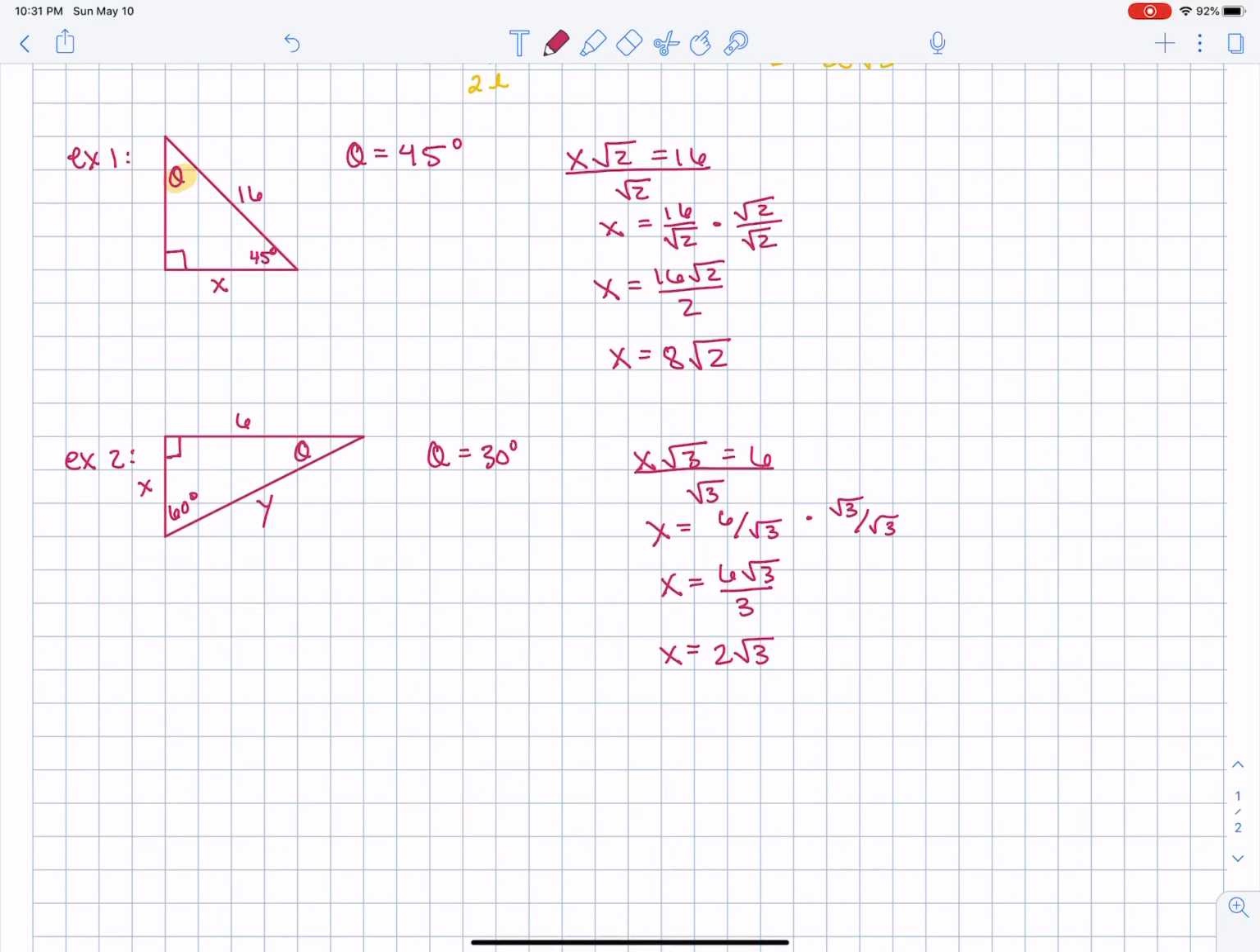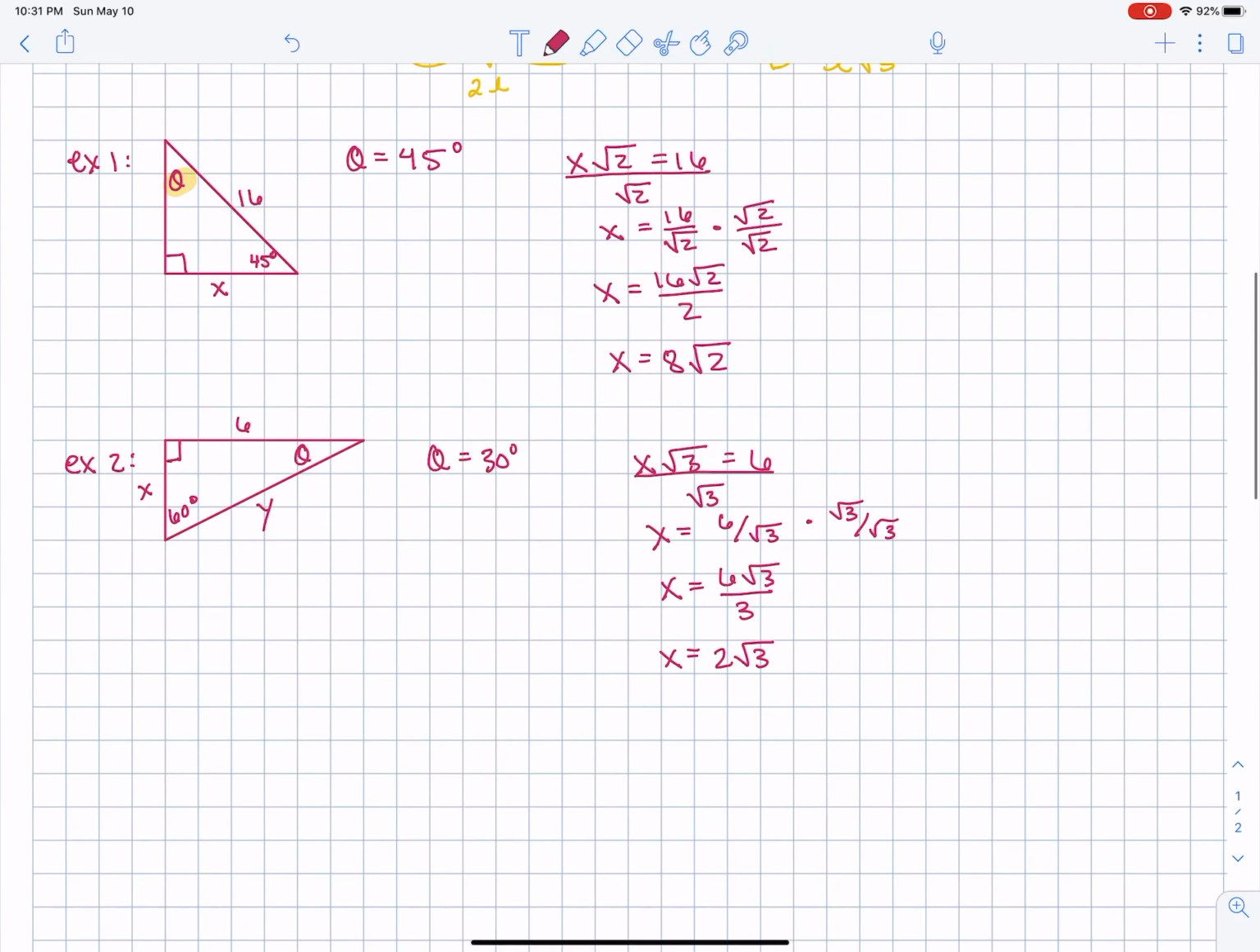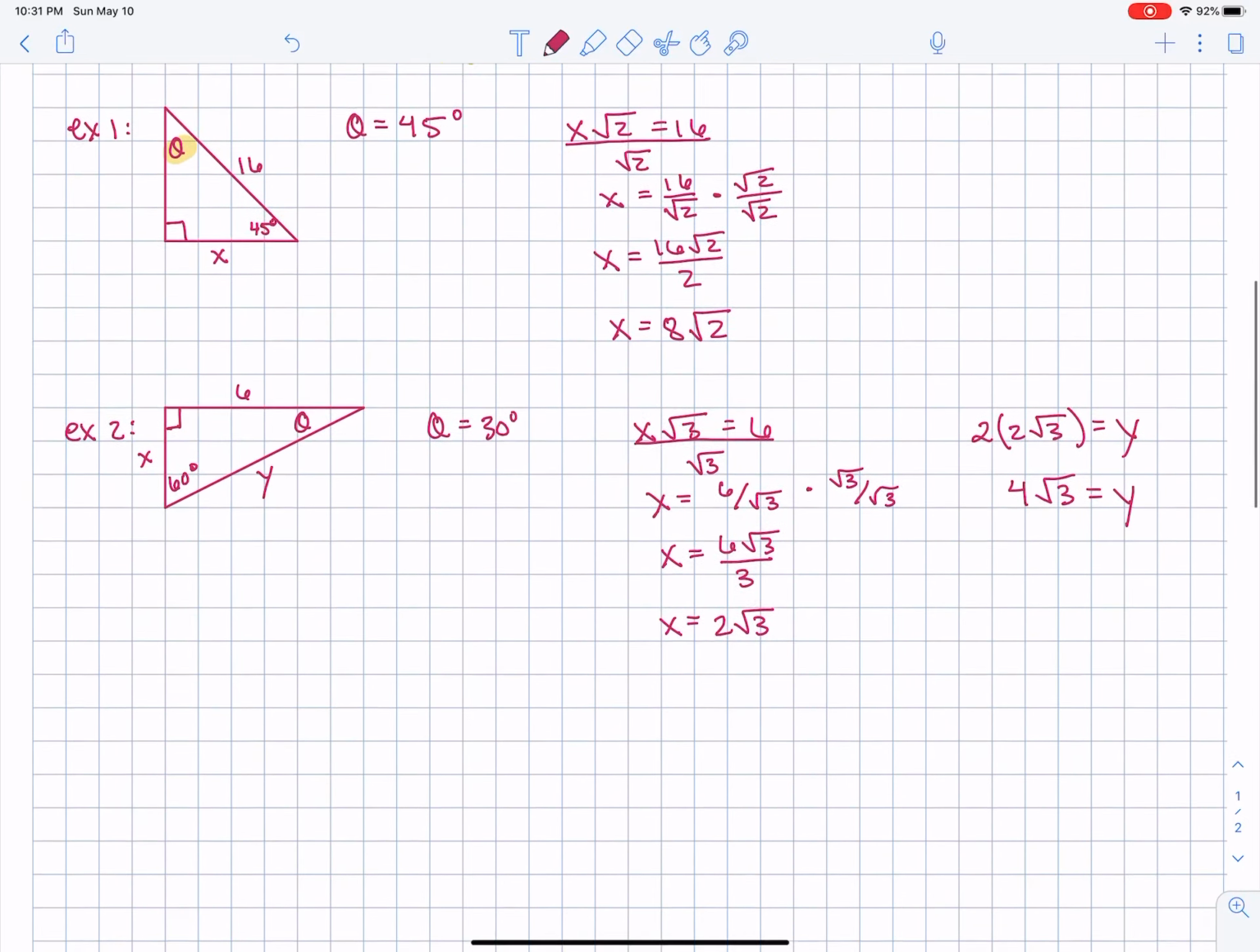There's answer number 1. But of course, we need to solve for our hypotenuse, and our hypotenuse is 2 times x, meaning 2 times 2 root 3 is equal to y, meaning that 4 root 3 is equal to y. And we found out everything that we needed to with this triangle. So that's kind of a review in terms of your geometry. And then hopefully a little bit last year, we started talking about trig.